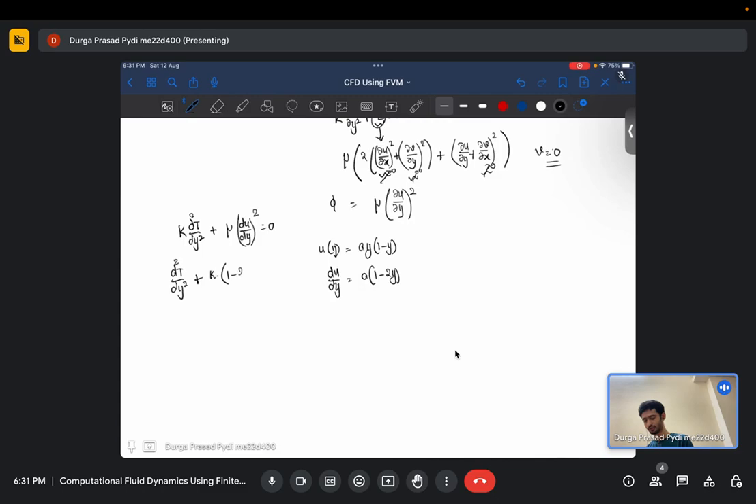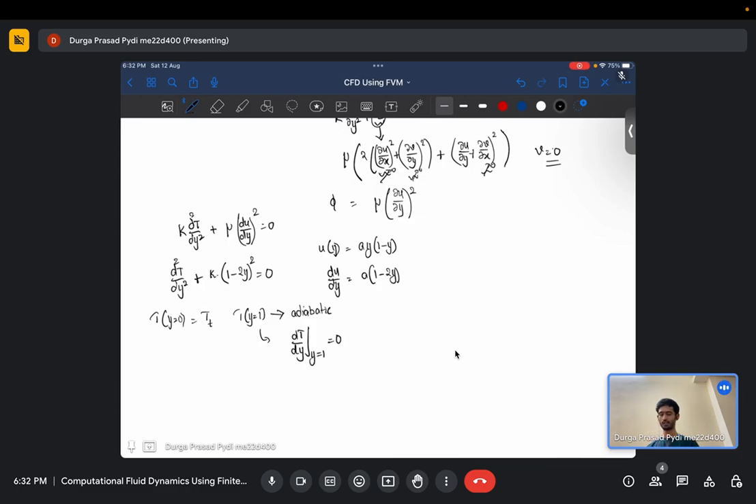1 minus 2y whole square equal to 0, and your boundary conditions are essentially at y equal to 0, I am saying temperature is a constant temperature, and at y equal to 1, I am saying it is adiabatic. So this comes down to saying dT/dy at y equal to 1 equal to 0. So these are my boundary conditions.